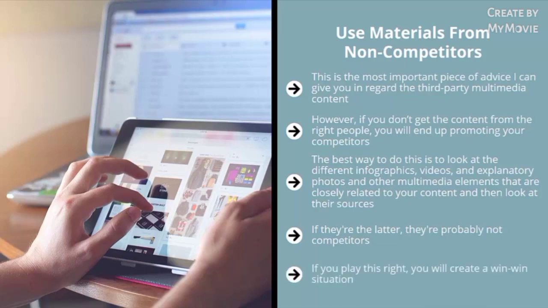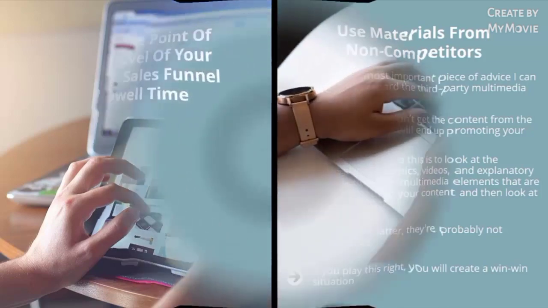If you play this right, you will create a win-win situation. They get traffic and awareness, and you get context and excitement for your content. Everybody can win, but you need to play the game the right way.